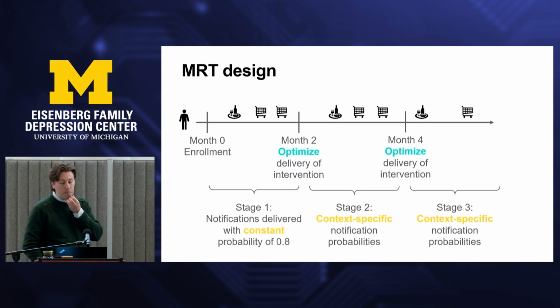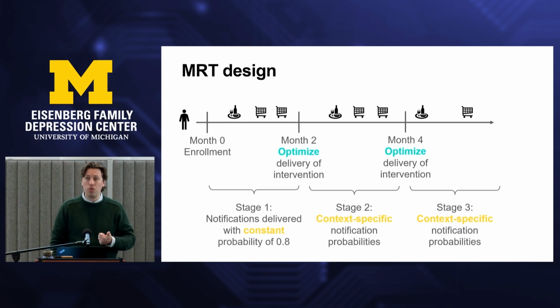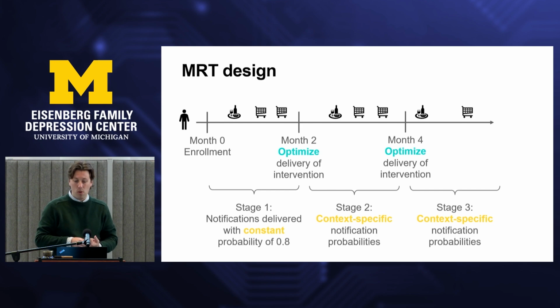So just to give you a picture of how this MRT worked, we have month 0 enrollment. For the first stage, we just do a pure exploration policy where we send with probability 0.8. So this is the MRT I showed you, the really simple one with the constant probabilities. And then at month 2, we try and optimize and give you context-specific notification probabilities. And we re-optimize at month 4.